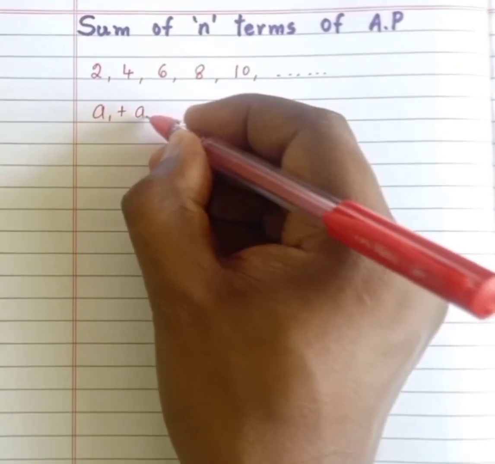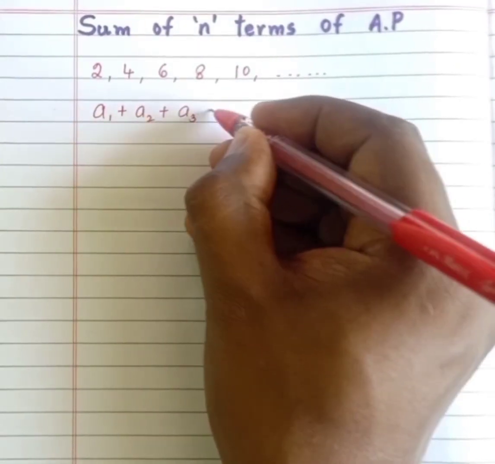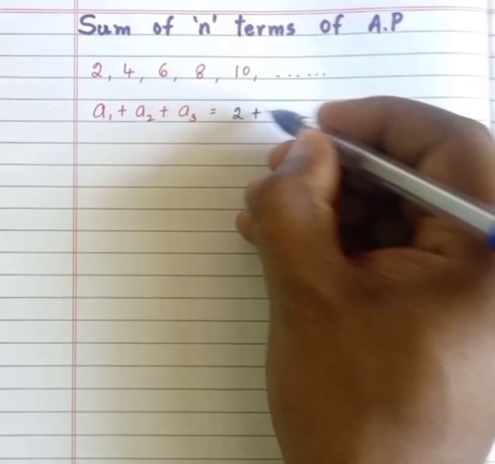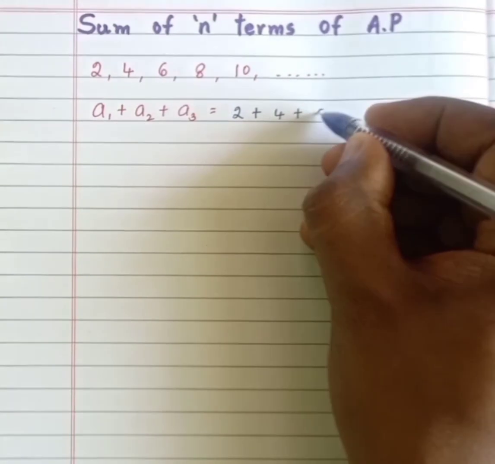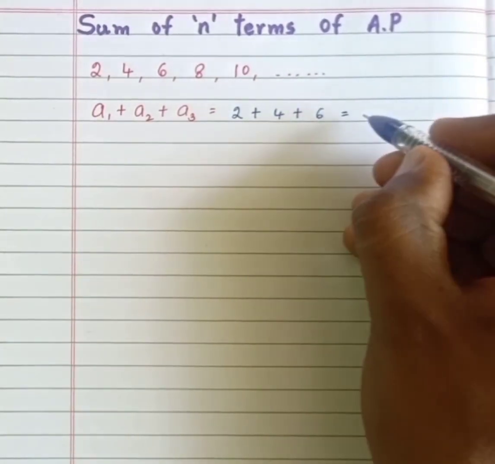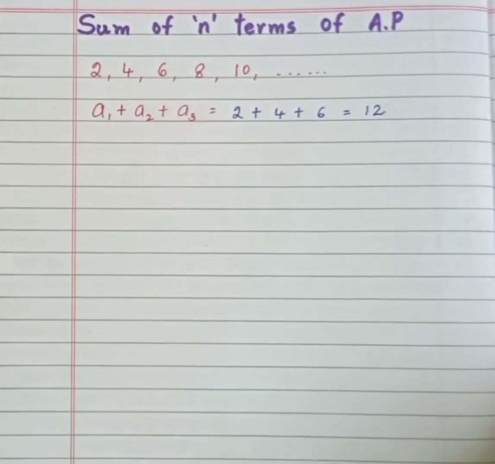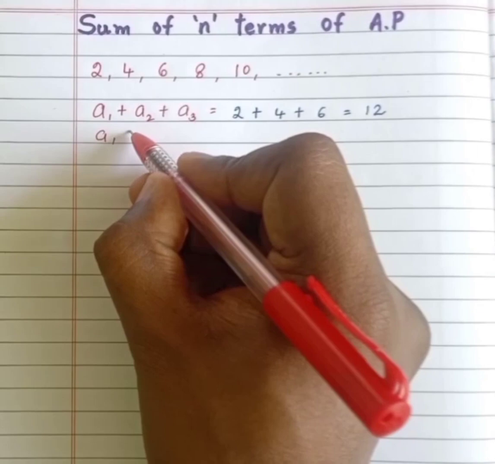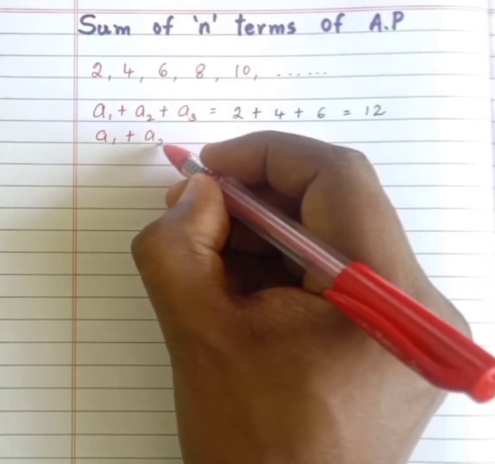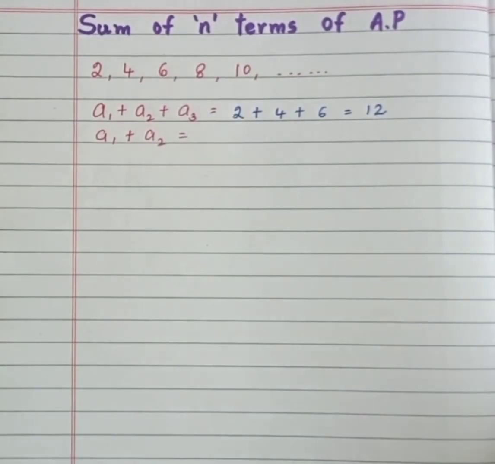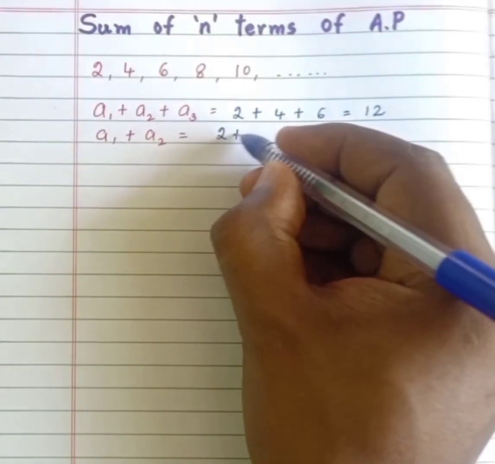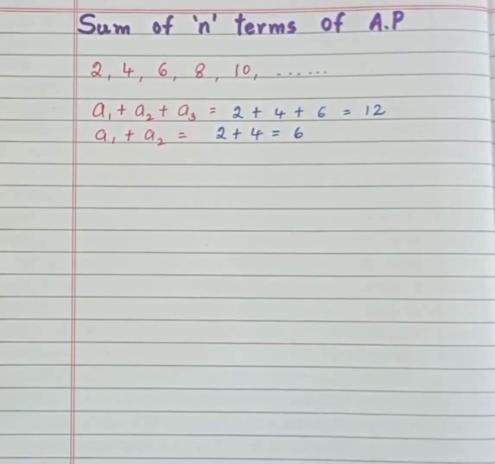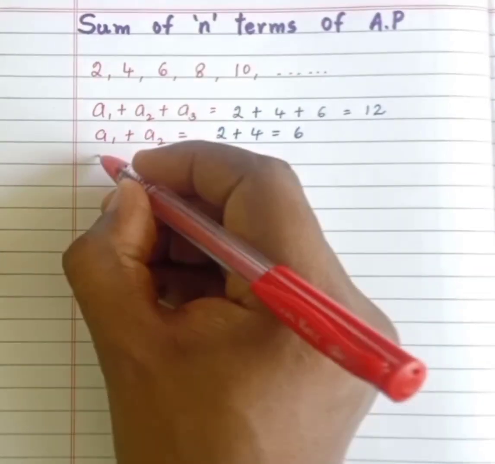Now what is the sum of the first three terms, that is a1 plus a2 plus a3? You need to add the first three terms, that is 2 plus 4 plus 6, which is equal to 12. In the same way, if I ask you to find the sum of the first two terms, you'll add a1 plus a2, which is 2 plus 4, which is equal to 6.